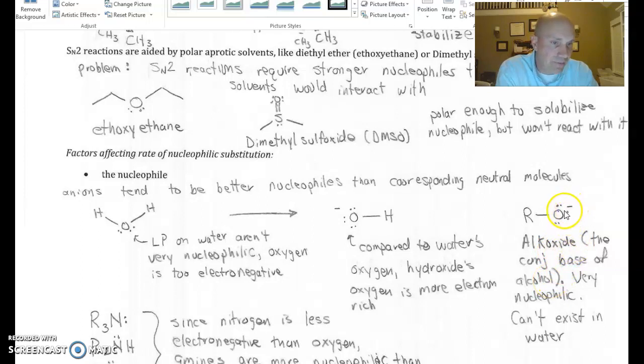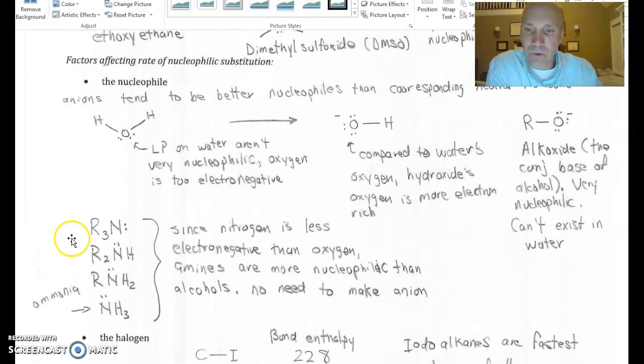So again, if this electron pair right here forms a bond to an H+, this would essentially be an alcohol. So alcohols aren't that nucleophilic, but if you use a really strong base and you pluck that H+ away to make this alkoxide, this is going to be much more nucleophilic.